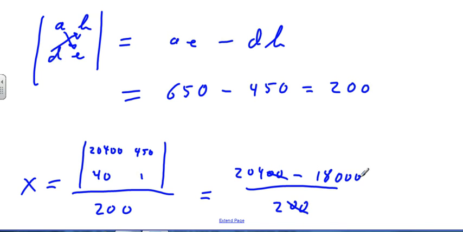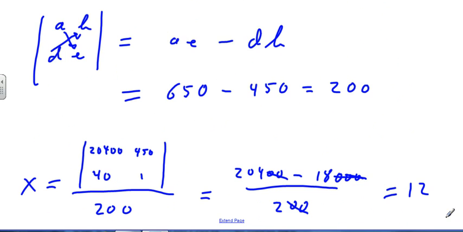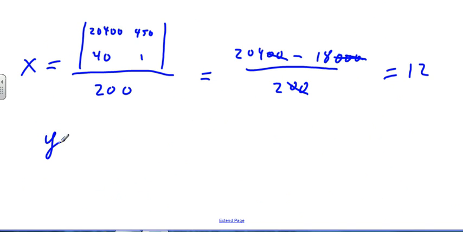The zeros go away, and I took away too many zeros. 2400 minus 1800 equals 600, divided by 200... equals 12 after simplifying. And now that I know that it's 12, I put it back here, and if it's 12, then y has to be 28. I don't do it on the other side. So y is 28.